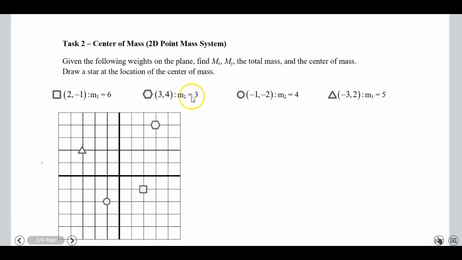Let's go ahead and do a couple point mass problems and see what we get for just finding the center of mass. So we got this right here, 2, -1. We get a mass of 6. So we want to put these guys right here. So there's a 6. The 3, 4, that's going to be 3 right there. -1, -2. And this will be a 4 down here. And then -3, 2, that's going to be a 5 right there. So those are the masses.